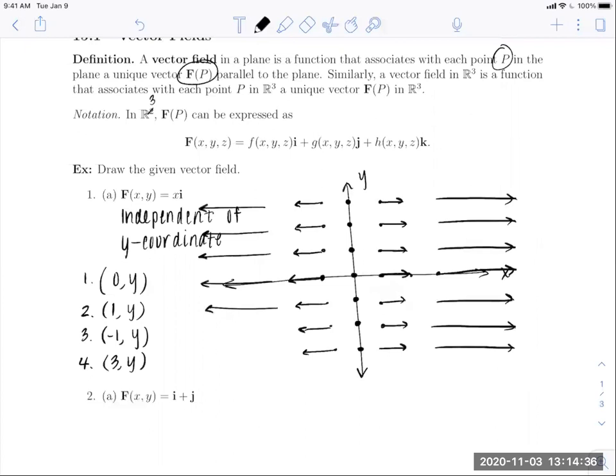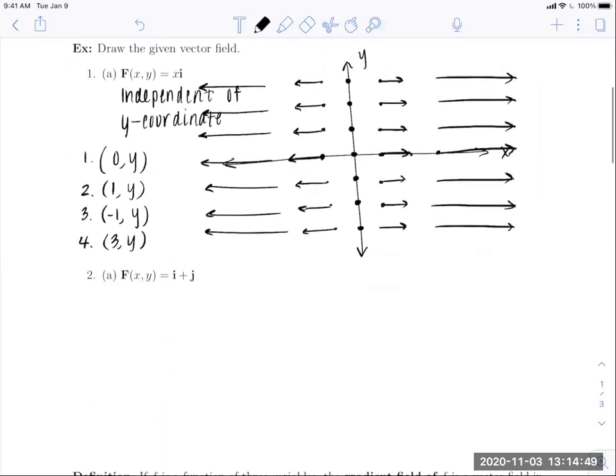The understanding is that this vector field goes on for eternity, both up above and below, but also side to side. So just use your judgment to draw enough vectors to illustrate what the vector field looks like. All right, so that's 1A.